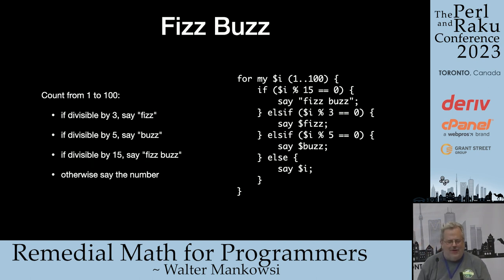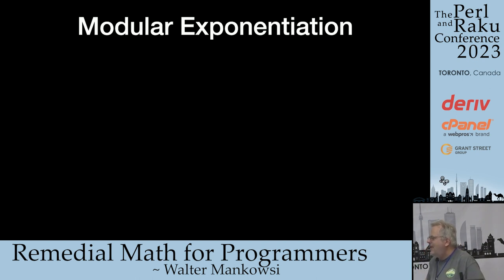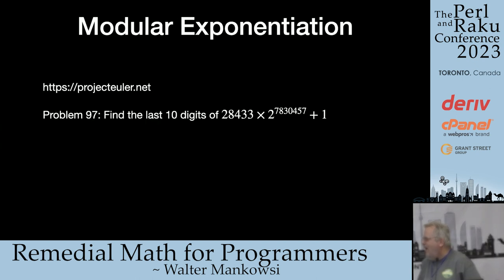This is one of the things I converted from Python yesterday. This is another Project Euler problem. They wanted to find the last 10 digits of this number: 28,433 times 2 to the whatever that is, plus one. This number is a prime number. It's not a Mersenne prime, it's a non-Mersenne prime. It has 2,357,207 digits, and they want to know what the last 10 digits of this are.